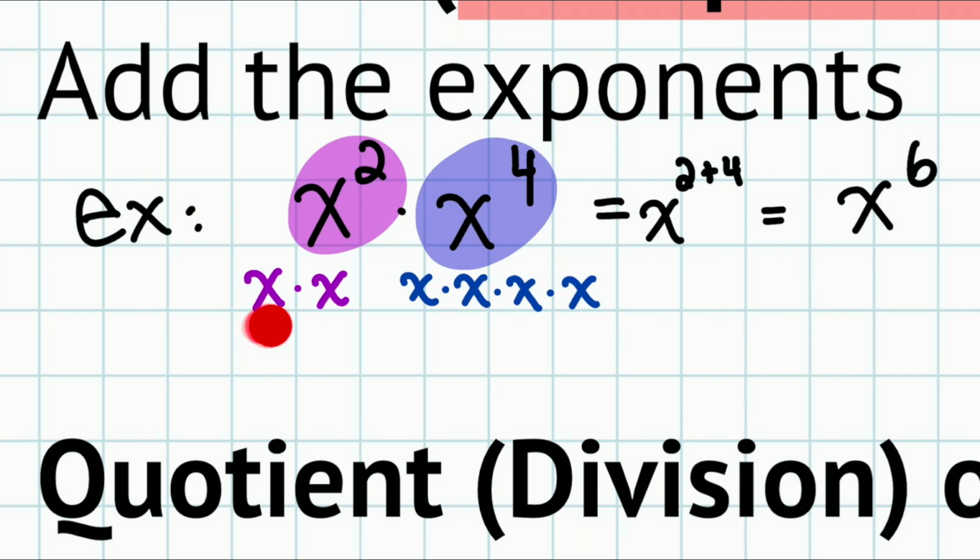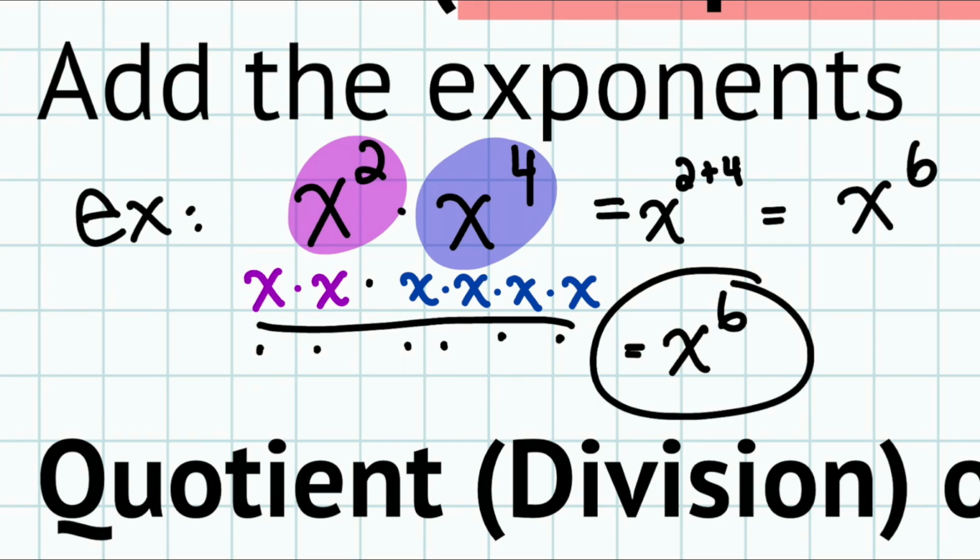Everybody, how many x's do we see multiplied? Because remember, look, you have the multiplication happening between them. How many x's do we see multiplied together? Yeah, we see 6 of these x's being multiplied together. And so because we have 6 x's being multiplied together, we can shorthand that, talk about it more simply. Instead of saying x times x times x times x times x times x, we can just say x to the power of 6. And that's why you just add the exponents.